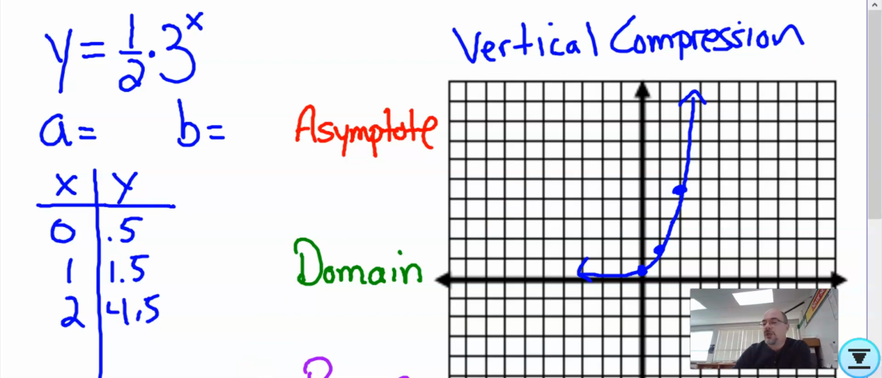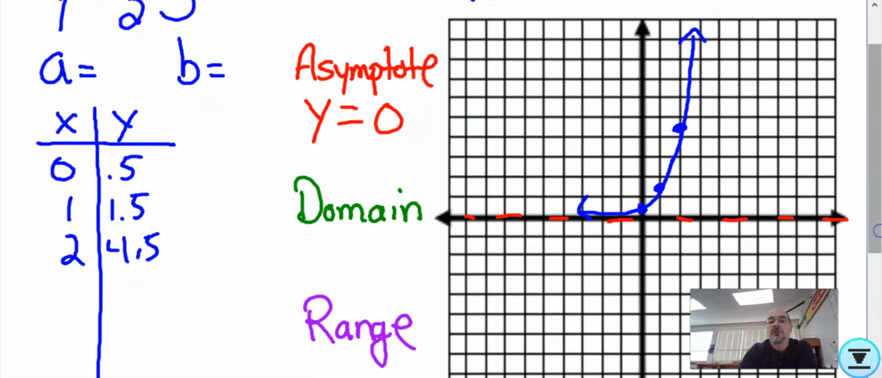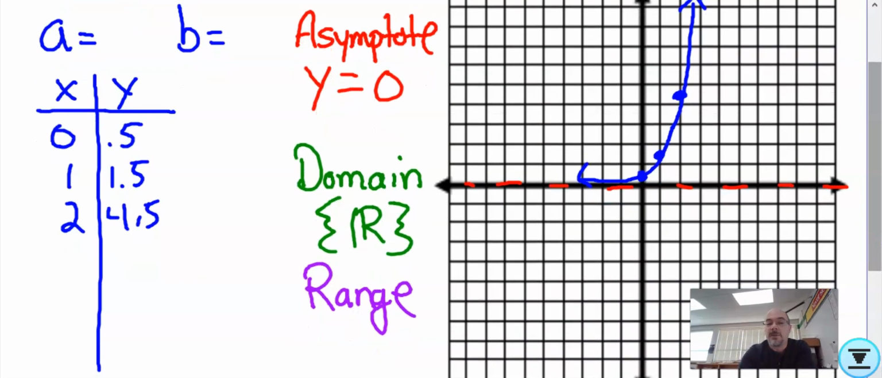Now, did the asymptote change? No, the asymptote is still right here, right on that x-axis. The asymptote is y equals 0. Okay, the domain did not change. The domain is still all real numbers because all of the x values work. Okay, the range, however, is affected by the asymptote. The range, ladies and gentlemen, is y is greater than 0. Again, it's approaching 0, but it's never going to get exactly to 0. And so therefore, and you notice that it's going up, y is greater than 0 for the range.